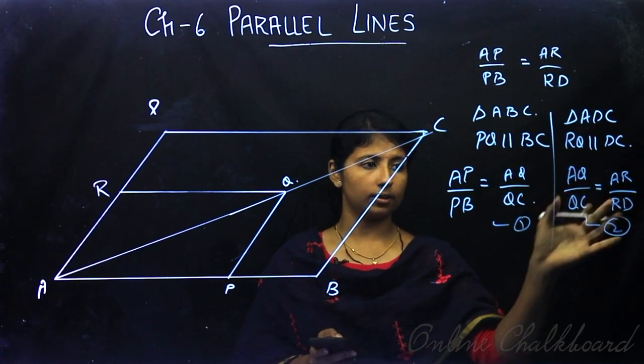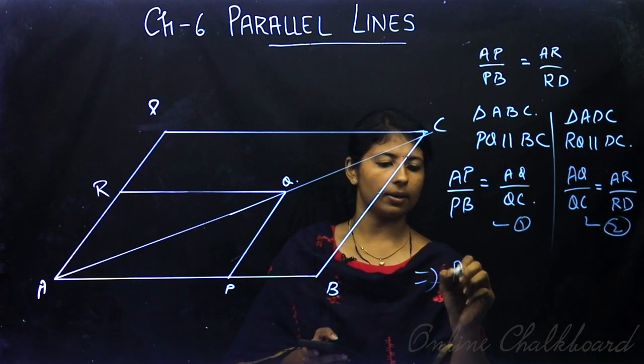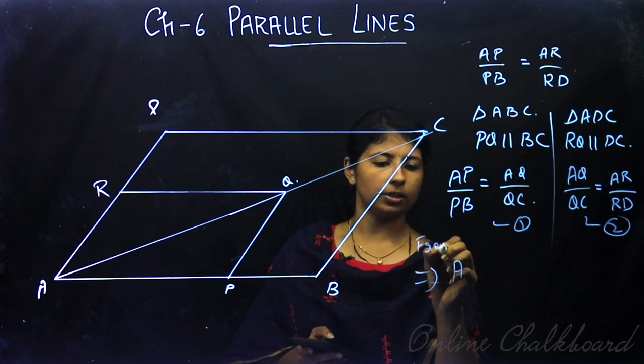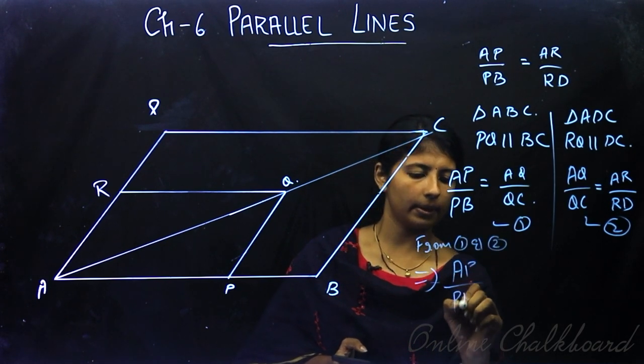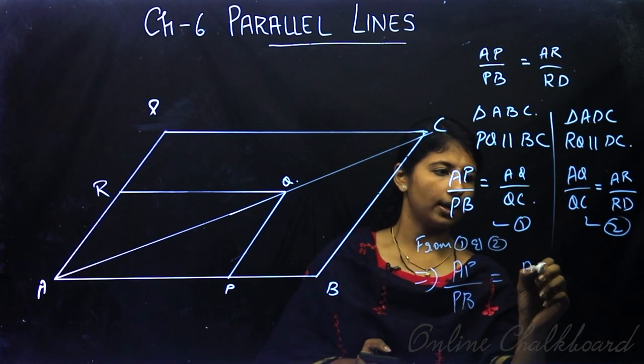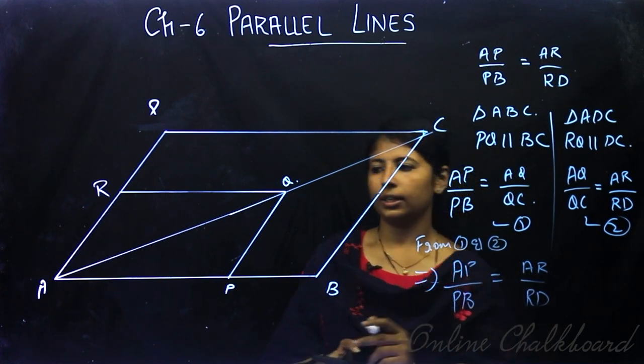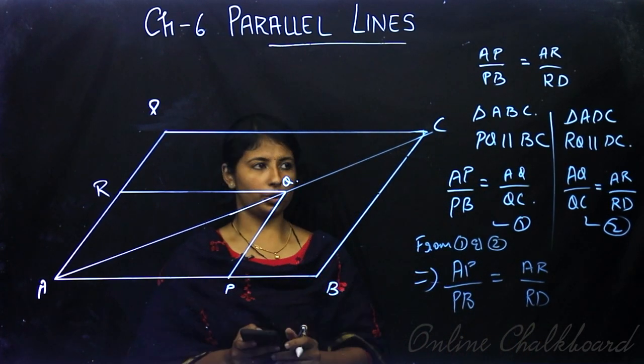AQ by QC will remain the common one. But this implies, from 1 and 2, we can say AP by PB is equal to AR by RD. That's all for the proof. We just compare the two triangles.